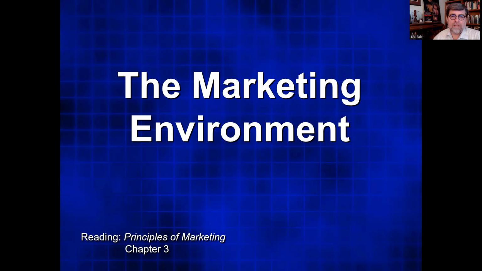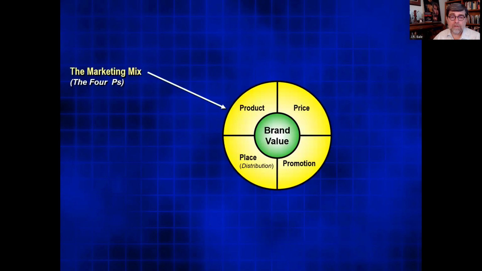Now, previously, we had discussed building a brand value by controlling what's known as the marketing mix, also known as the 4 Ps: product, price, promotion, and distribution or place. We use the word place so we can call it the 4 Ps. And these are the things that we control, the control levers. On almost all of our decisions will fall within the marketing mix.